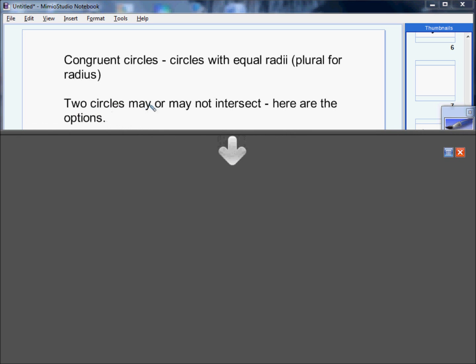Okay, two circles may or may not intersect. Here are the options, and that's what we're going to draw in next. And I'll make a whole brand new slide so you see them one at a time.